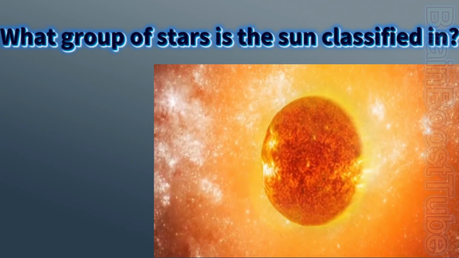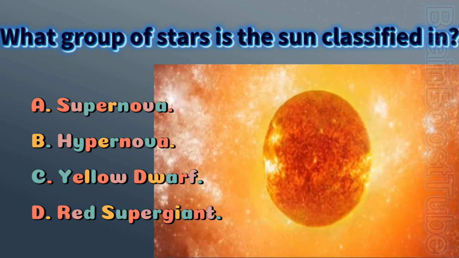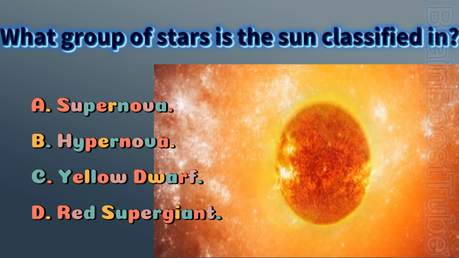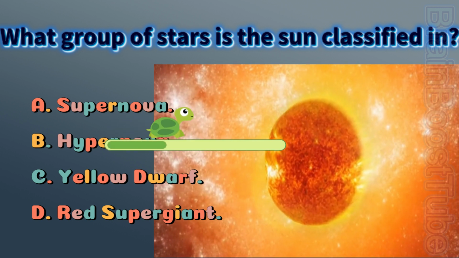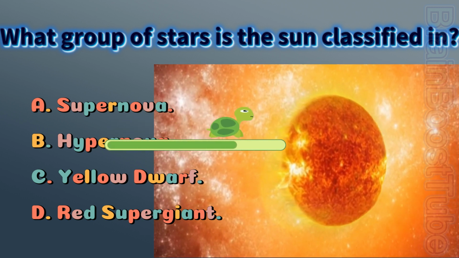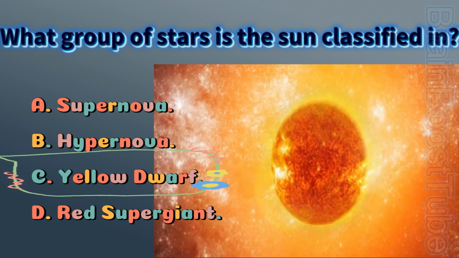What group of stars is the Sun classified in? A. Supernova. B. Hypernova. C. Yellow dwarf. D. Red supergiant. Correct answer is C. Yellow dwarf.